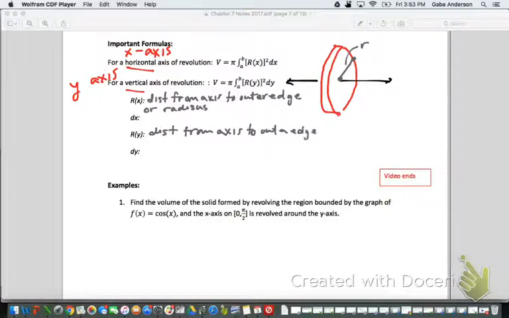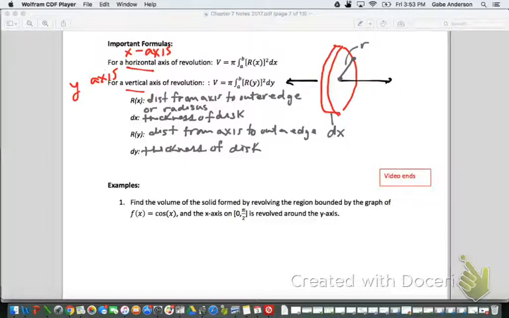Okay, and then dx is going to be the thickness, or dy. It's going to be the thickness of the disk. Same thing with dy. So I hope this makes sense when we think about why the volume formula is what it is. I want to finish with this. Hopefully this will make sense to you.